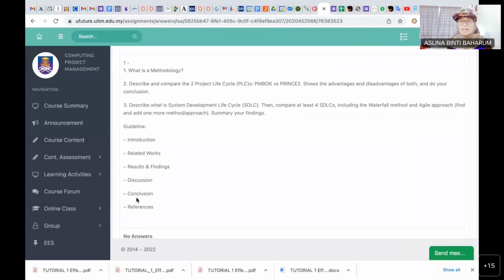Berapa muka surat? I don't limit you. Okay, it's up to you. You kena letak yang konten-konten ni. Mungkin you nak buat satu page cukup ke? Saya tak rasa satu page boleh cukup. Minimum maybe 2 to 5 lah macam tu. Tapi saya tak put limit because I want to see your writing skill first.